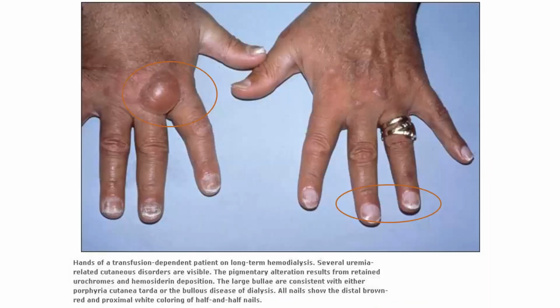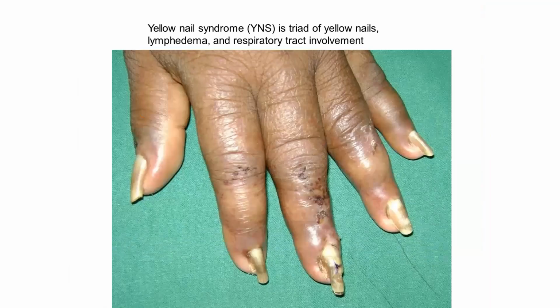This is a transfusion-dependent patient on long-term hemodialysis. Several uremia-related cutaneous disorders are visible. Pigmentary alterations are present. Large bullae are present, which look like porphyria cutanea tarda. It can be due to porphyria cutanea tarda, or if the porphyrin levels are normal, then bullous disease of dialysis. And Lindsay's nails, the half and half nails, are also present.